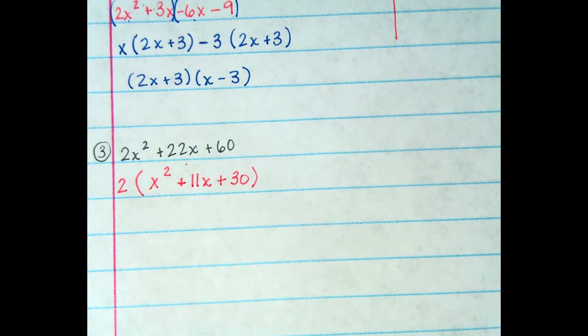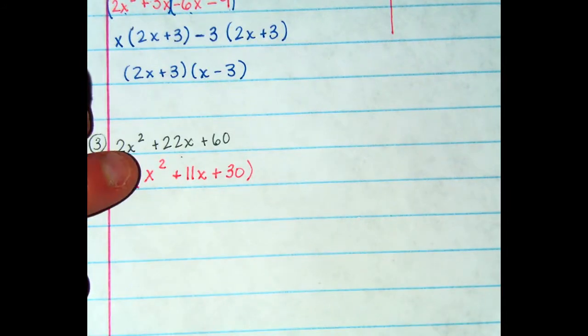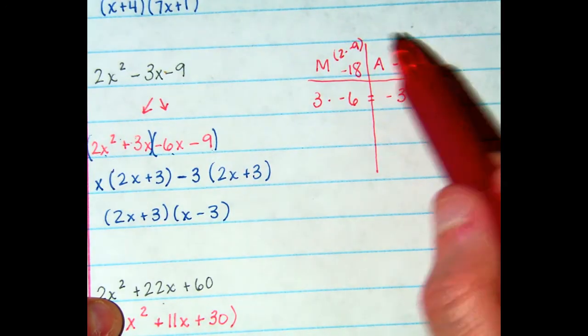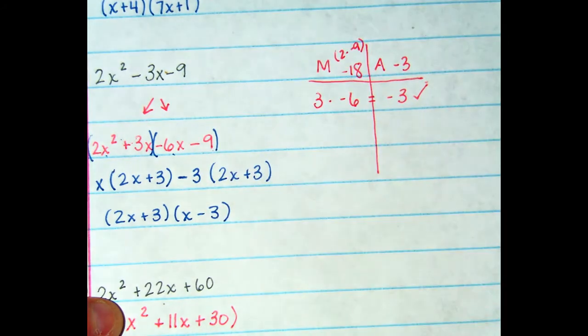Here's why I should always see if I have a greatest common factor. I've just made this really easy. Do you know why? I already got it in that x squared thing. So guess what? I don't have to do it this way. I can do it the old way.